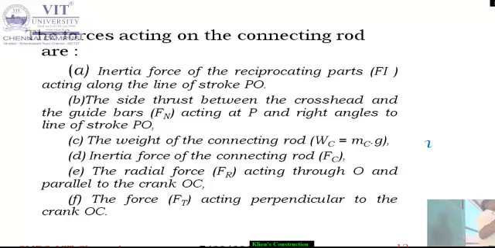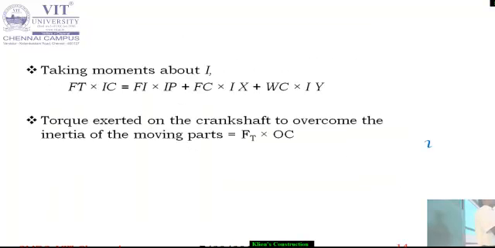So substitute all the values, find out Ft. Then Ft into radius, you know the problem radius is given, so finally you have to multiply by the radius or the link length, that you can calculate. Any doubt in this?